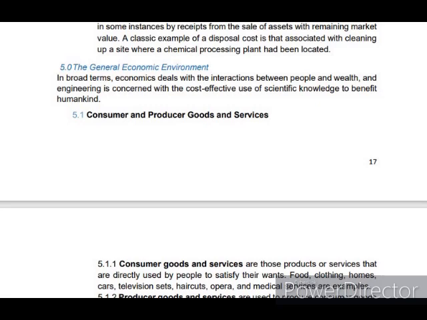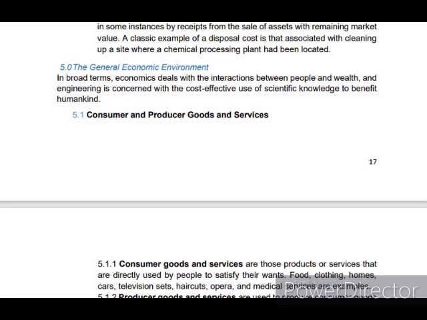5.0, the General Economic Environment. In broad terms, economics deals with the interaction between people and wealth, and engineering is concerned with the cost-effective use of scientific knowledge to benefit humankind. So, as engineers, we are going to manage that interaction for the benefit of people to consume the wealth in more or most economical ways.